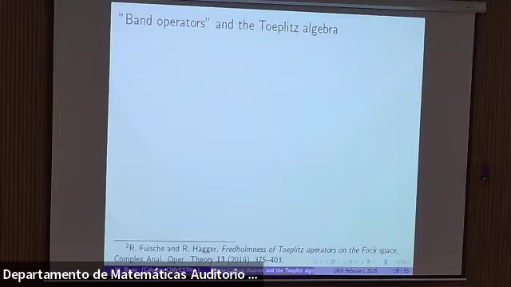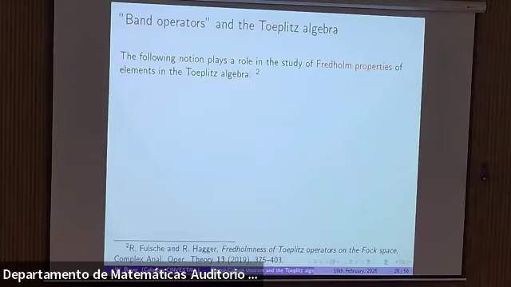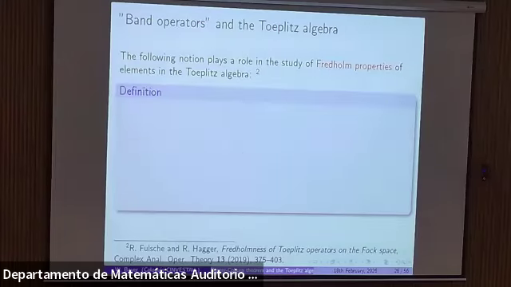So here's another one. This relates to the notion of band operators and Toeplitz operators, which appears, for example, if you want to study Fredholm properties or essential spectra of Toeplitz operators. For example, this was done for the P-Fock space in the work by Fulsche and Hagger, and there are of course a lot of other works which are related to this.